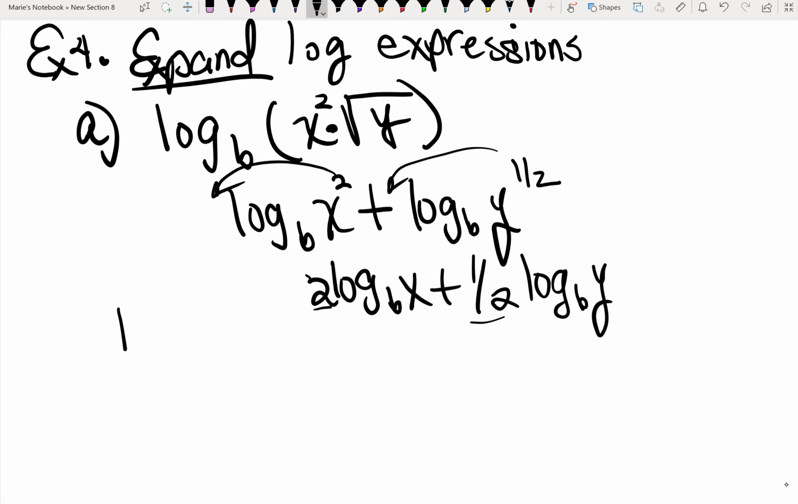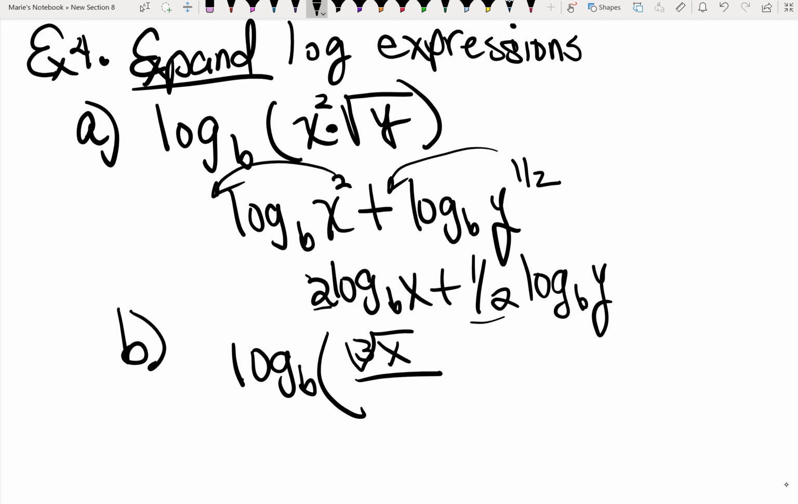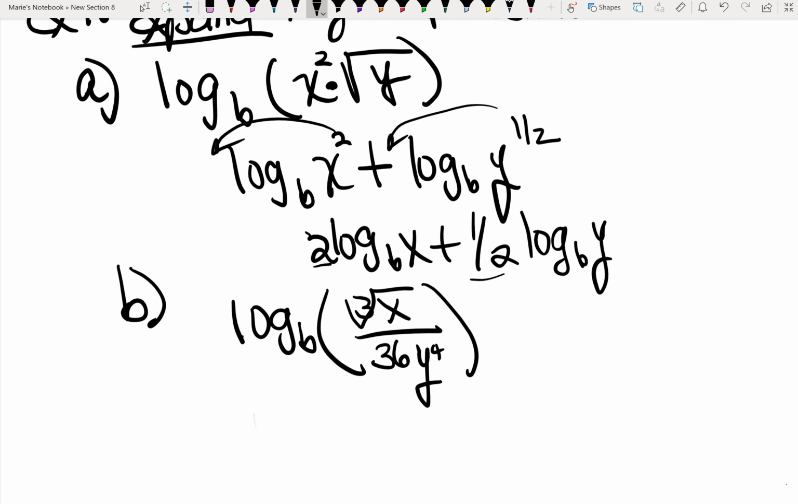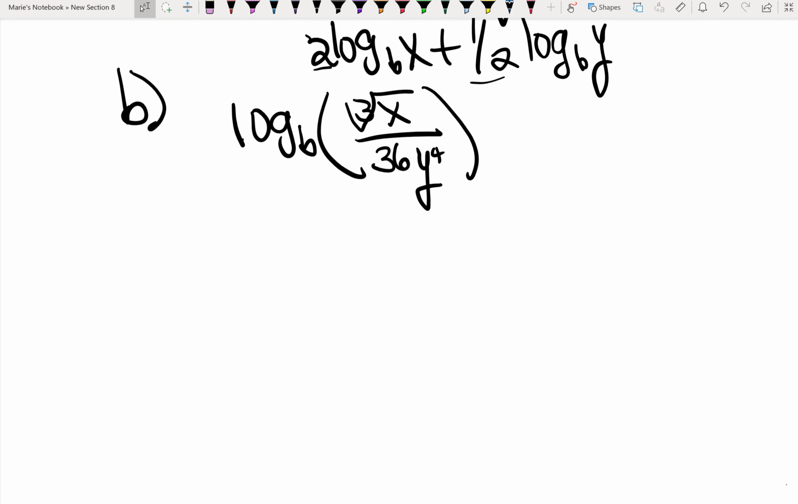All right, in part B, or example B, they give us log base b of the cube root of x over 36 y to the 4th power. So obviously you could tell this is the quotient rule right off the bat. So the first thing you should try to do is express it just as is, and then also consider that this value, for example, on top is x to the 1/3.